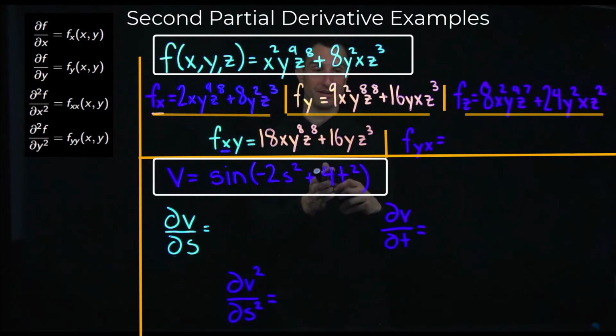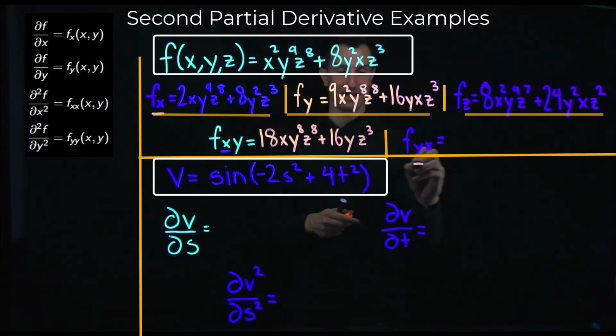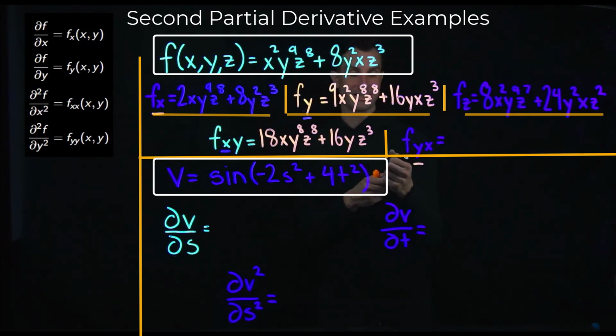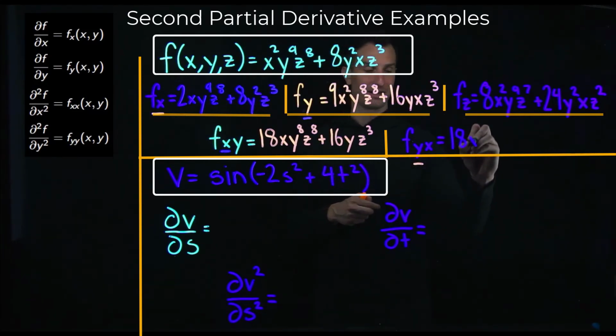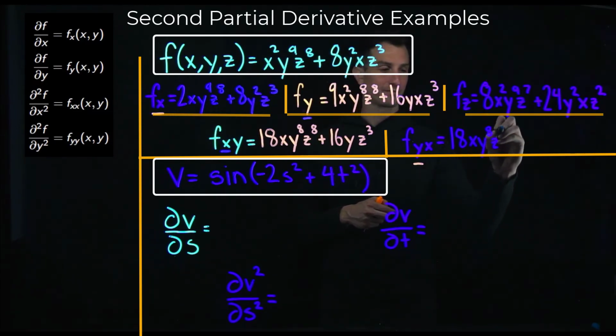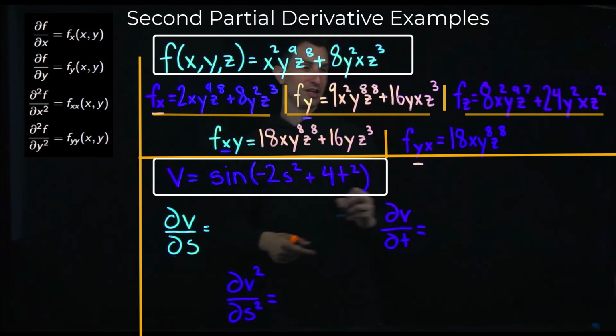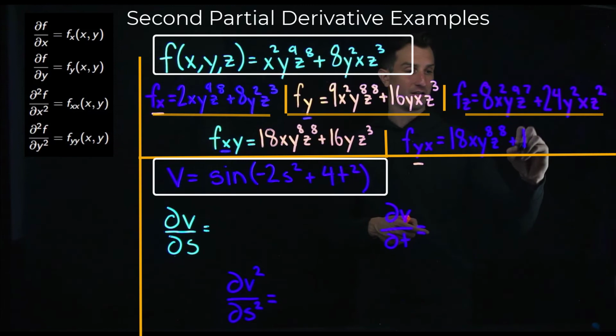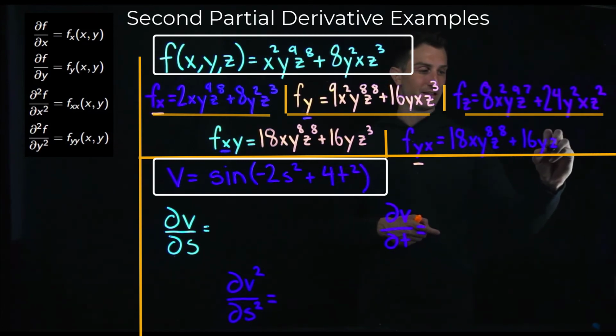Okay, so again, first partial with respect to x, second one with respect to y, and now we're going to do the opposite. So first partial with respect to y, second partial with respect to x. So we already have our first partial with respect to y. We're now going to do the derivative again with respect to x. So derivative of 9x squared y to the 8th, z to the 8th with respect to x: 18x y to the 8th, z to the 8th. And now derivative over here with respect to x, right, plus 16 y z cubed.